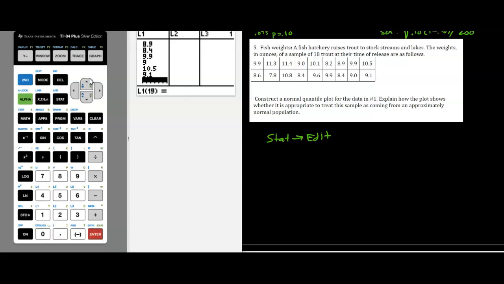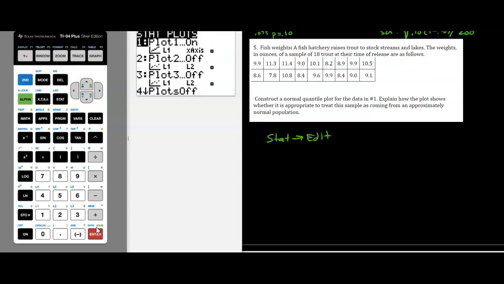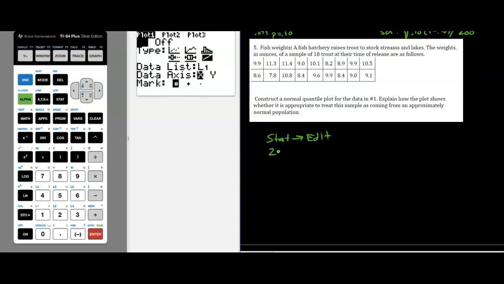It's always good to also double check your numbers, make sure you didn't make a mistake, missing a decimal point or something like that. I think we're okay there. So we're going to say second y equals now. Make sure that stat plot is on. So second y equals, stat plot's on.